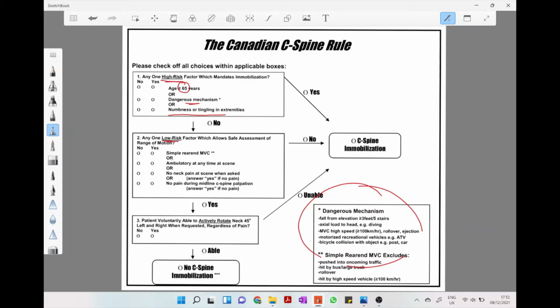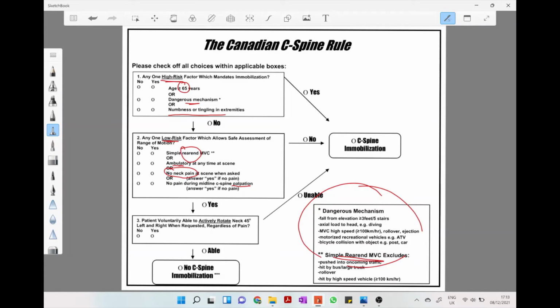If not, is there one low risk factor which would mean that you could safely assess their ability to rotate their neck? So, was this a simple rear end motor vehicle collision? Or was the patient able to walk at the scene? Or does the patient deny having pain at the scene? Or is there no pain reported by the patient when you examine and palpate their C-spine?